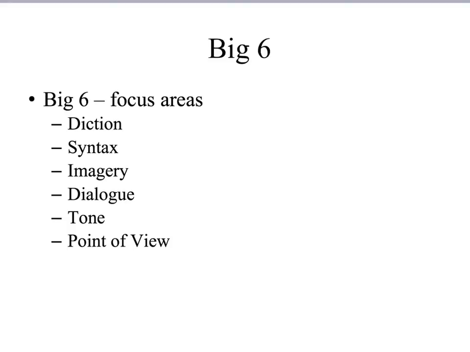So, if you look back at the quote I had on our second slide, I said that was focusing on diction and tone and what I was going to look at. As we work through these levels of analysis, we're going to focus on six things. Diction, syntax, imagery, dialogue, tone, and point of view. These six things comprise, I would say, 90% of how authors do what they do and how an author can convey an idea or a meaning or a message or any of those things.